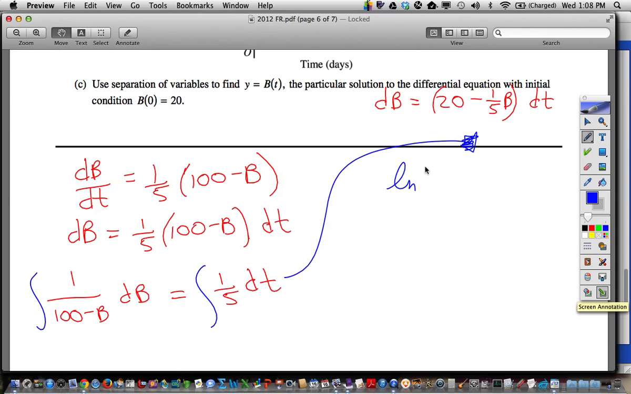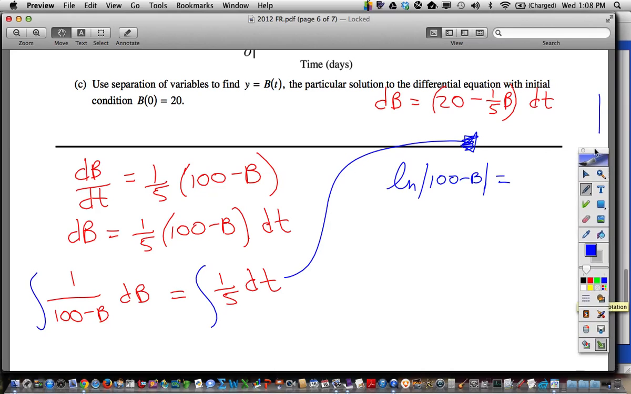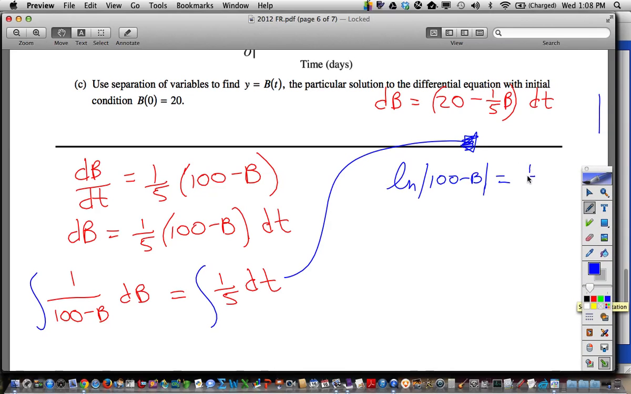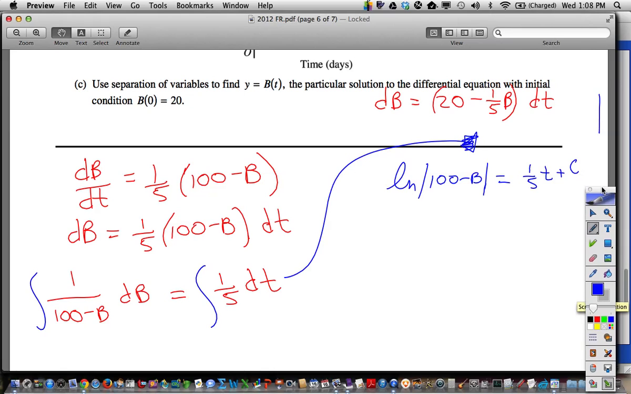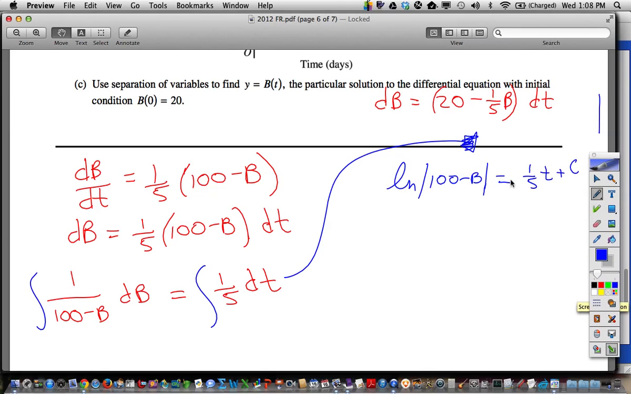That is natural log. Now, we're not always going to get natural log. I just happened to pick 2 examples where we get natural log. We're going to do another example where you don't get that. Just because you have 1 over something doesn't mean it's natural log, right? It's like if I had 1 over x squared, that's not natural log because it's squared. Okay, but anyway, we get this, and on this side, what's the antiderivative of 1/5? 1/5 t plus C. You have to do the plus C right there, and only on that side.